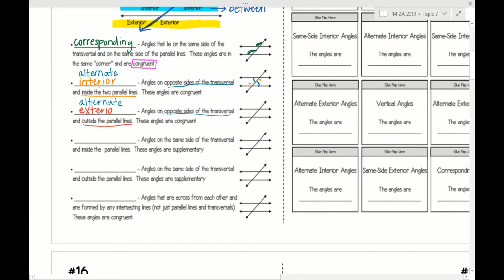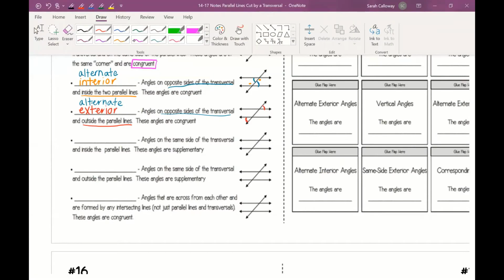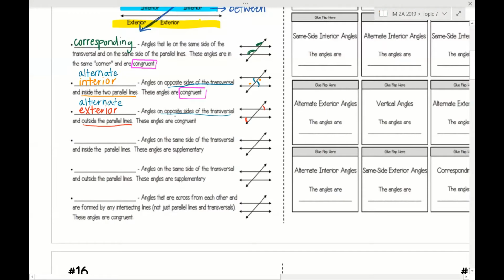Okay. So alternate exterior angles would be this angle. It's on the right side of the transversal on the outside of the parallel. So if I go to the outside, it has to be on the other side. So it's on the left. So that would be a pair of alternate exterior angles. These angles, just like the alternate interior, are congruent.